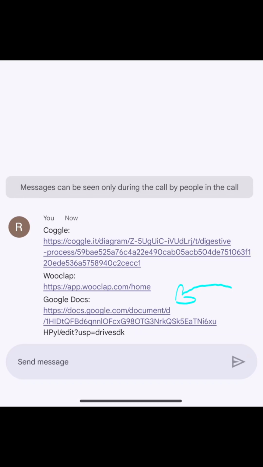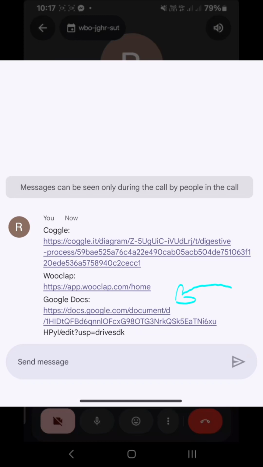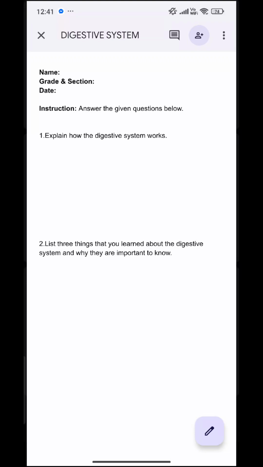I also entered the link in the chat box. And that will lead you to the assignment, Google Docs assignment I created. So, in this assignment, you have to explain how the digestive system works and list 3 things that you learned about the digestive system and why they are important to know.